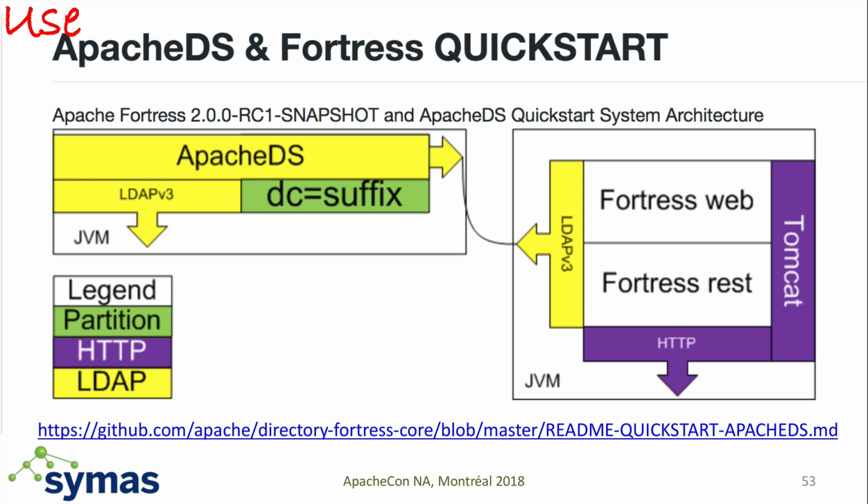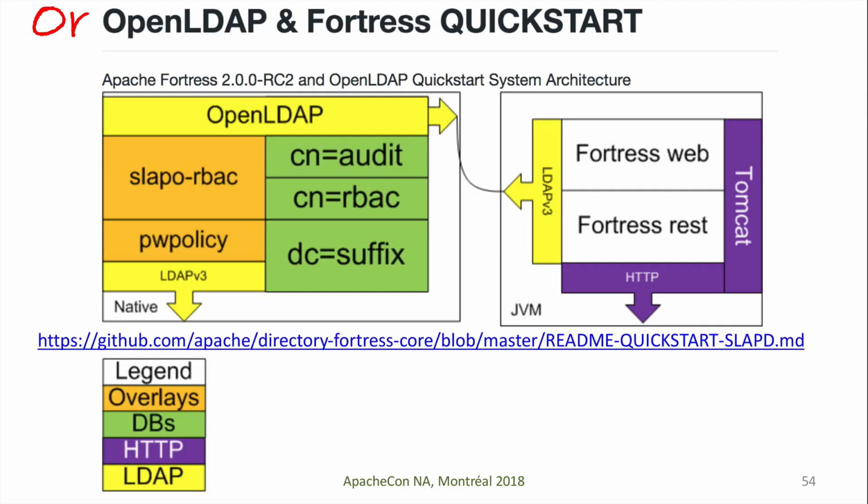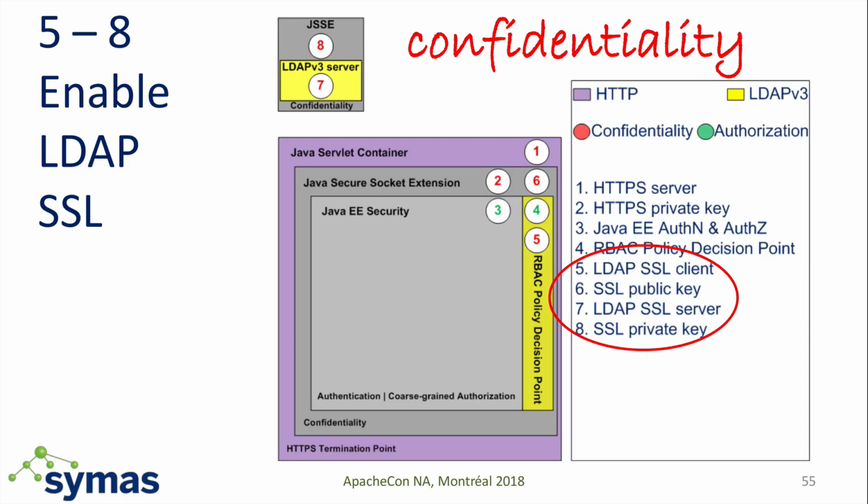Good. Okay, so Apache Fortress works out of the box with two directory servers. One is Apache DS, which is the directory server of my project, and the other one is OpenLDAP, which is the directory server for my other project, which is the OpenLDAP Foundation. And so the quick starts to install that and get it set up are behind these links.